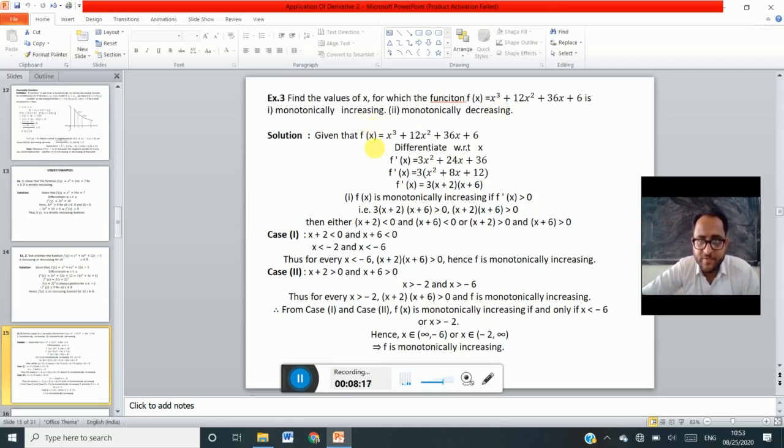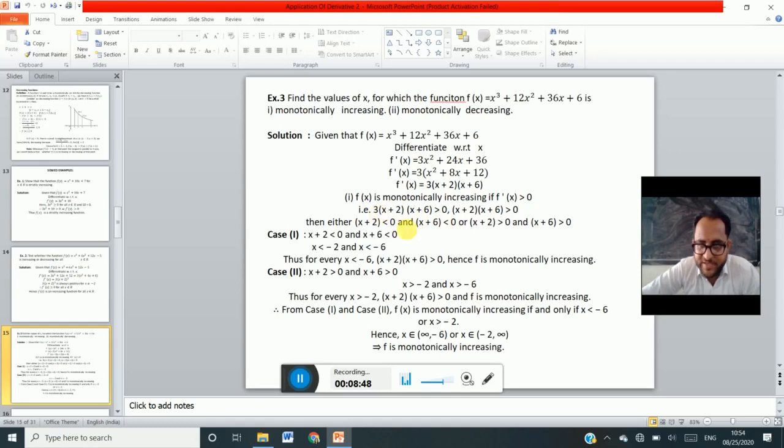So see here, the function is this, we have to find its derivative. So f'(x) is 3x² + 24x + 36. Take 3 common again, what we get? x² + 8x + 12, that is nothing but 3(x + 2)(x + 6). Now we consider the first case. If the function is monotonically increasing, its derivative is greater than 0. That means 3(x + 2)(x + 6) is greater than 0, right?